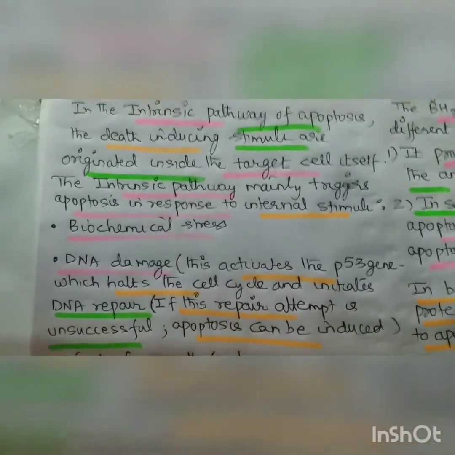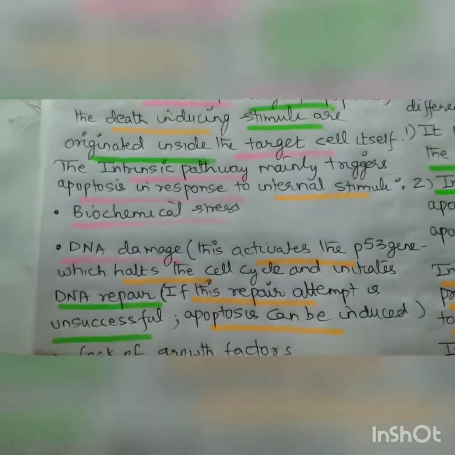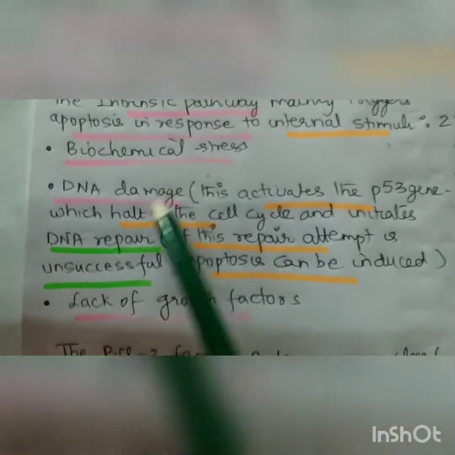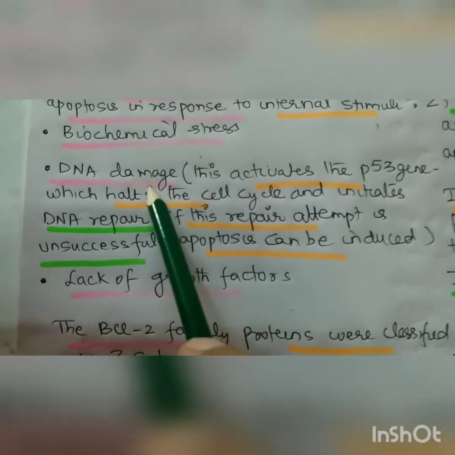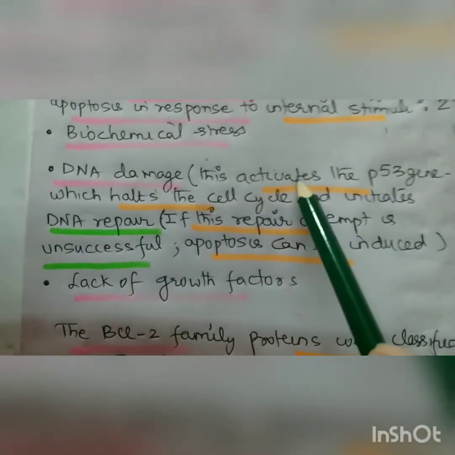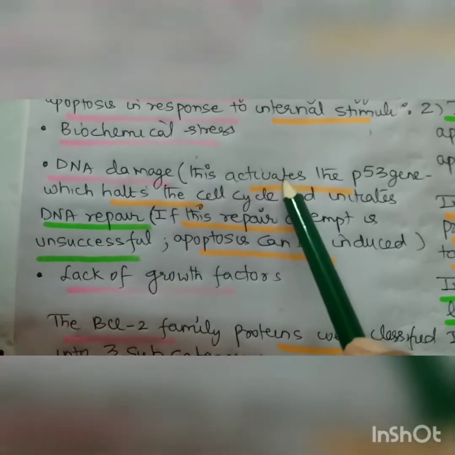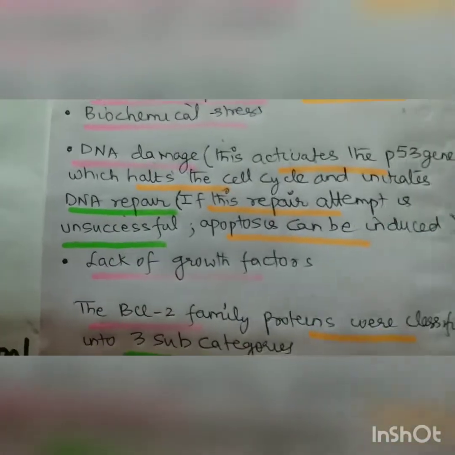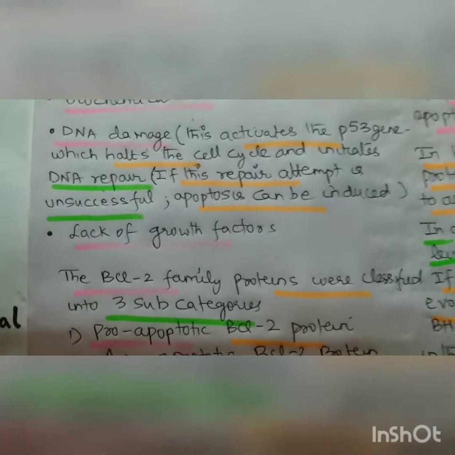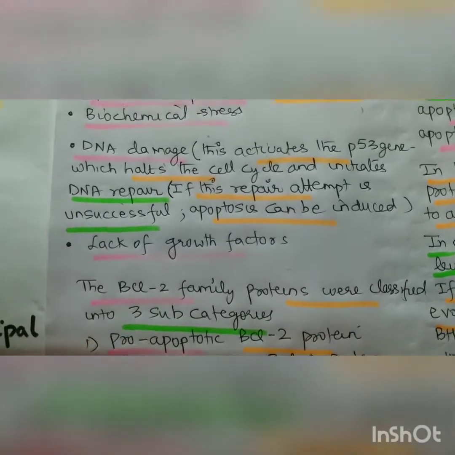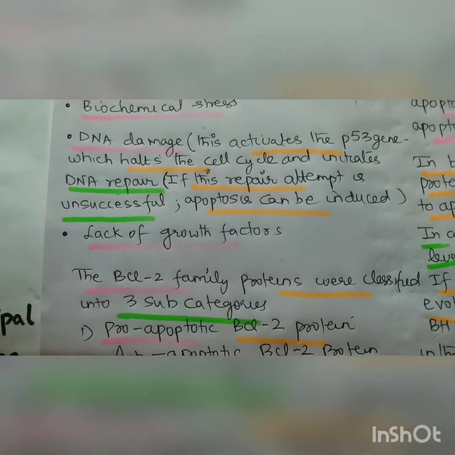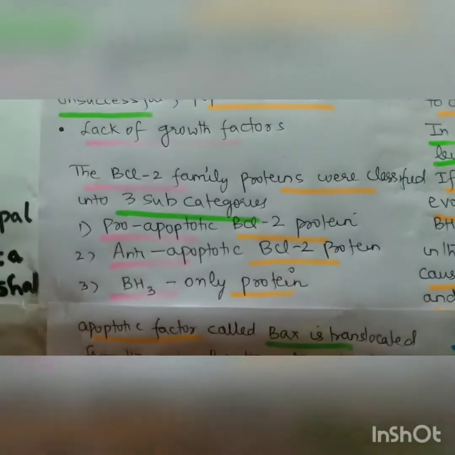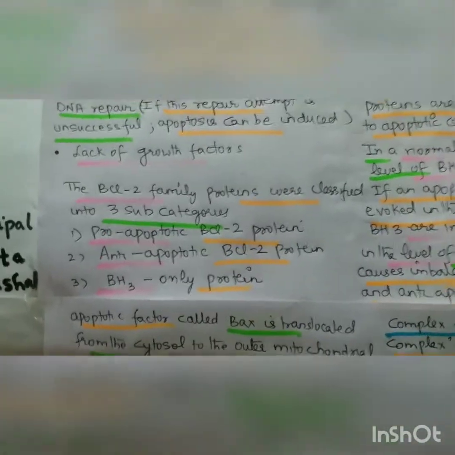triggers apoptosis in response to internal stimuli, and these are either biochemical stress or DNA damage, and this DNA damage we did in the mitotic cycle checkpoints a while ago. It activates the p53 gene, which inhibits the cell cycle and initiates DNA repair. If the repair attempt is unsuccessful, apoptosis can be induced. This is the role of p53. We study it in the cell checkpoints and also in cancer.